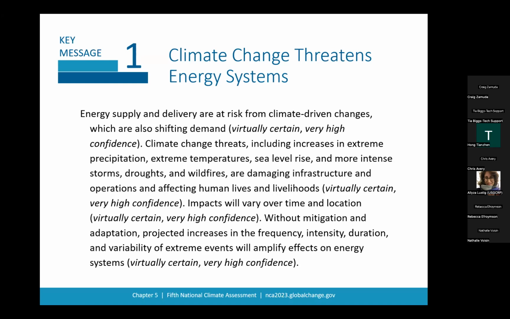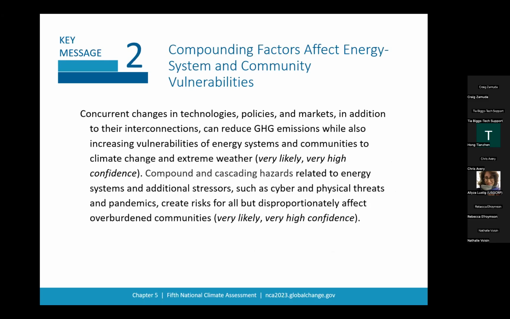Without mitigation, without adaptation, projected increases in the frequency, intensity, and duration and variability of extreme events will amplify the effects on the energy system that are described in the chapter, as well as the cascading impacts on other sectors that will affect all communities across the country. Next slide, please. Our second key message is compounding factors affect energy system and community vulnerabilities.